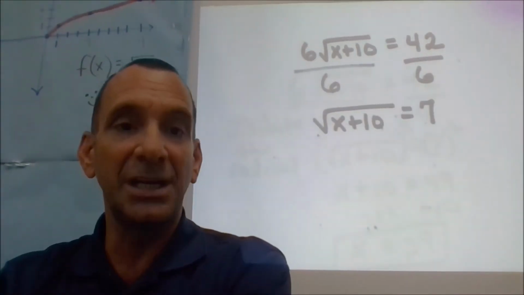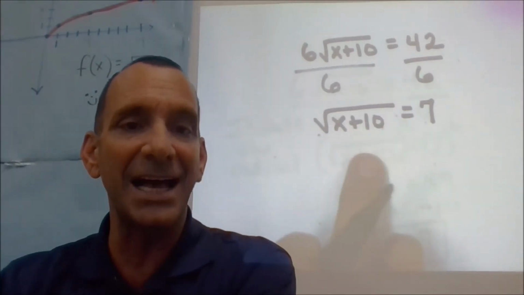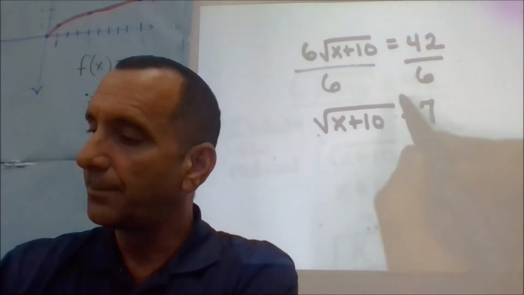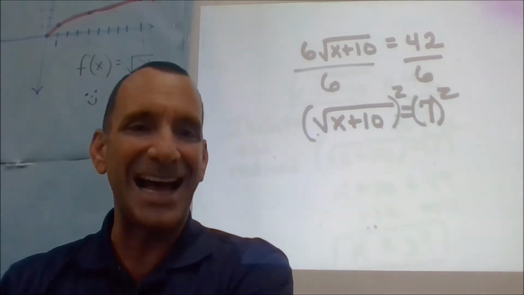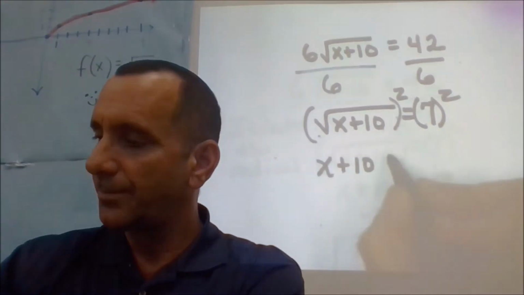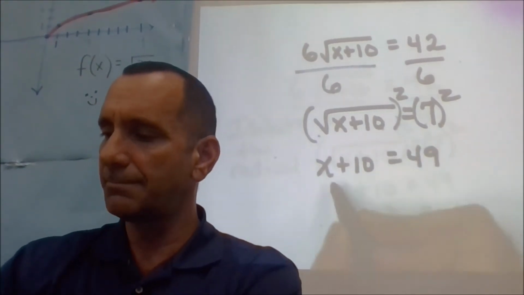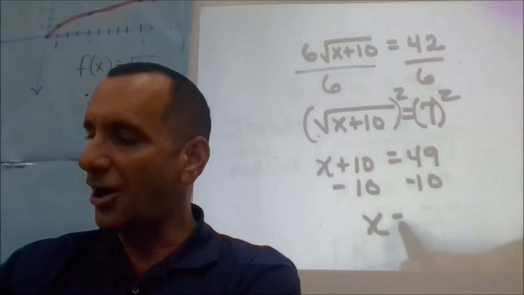Now, this is a pretty easy problem from here on out. Once the radical is isolated, we can get rid of it by squaring both sides. That gives us x plus 10 equals 49, and we can finish it off.